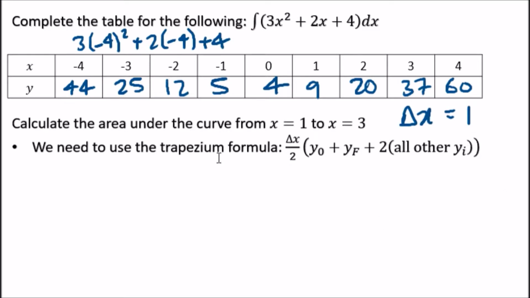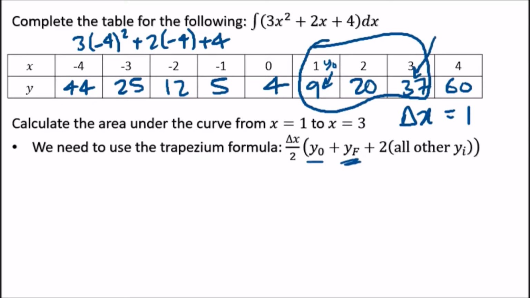So 1 over 2 times the initial y. This formula means y0 plus yf. Y0 means the initial y, the first y that we're interested in terms of x. Because we're going from x equals 1 to 3, this value of 9 is the first y, the initial y. And f means the final, so this value of 37 is the final y. And then you write plus 2 times all other y's in between. Because there's only one value between, this other y is 20.